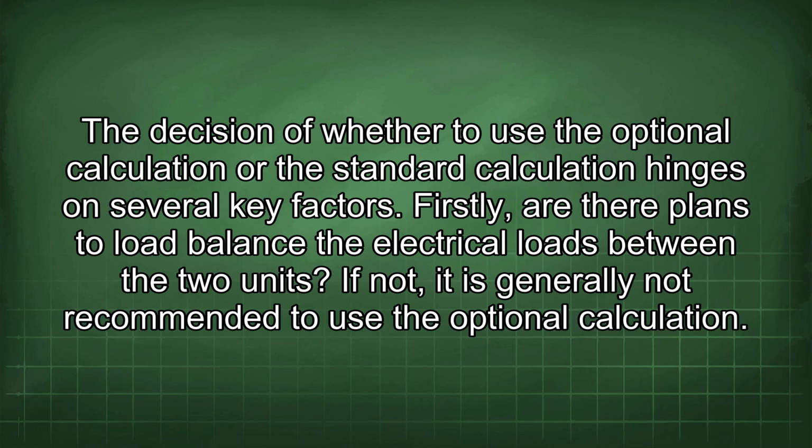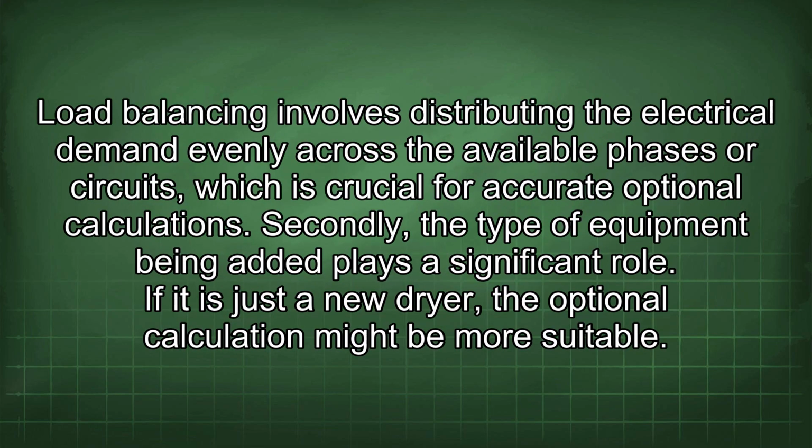Firstly, are there plans to load balance the electrical loads between the two units? If not, it is generally not recommended to use the optional calculation. Load balancing involves distributing the electrical demand evenly across the available phases or circuits, which is crucial for accurate optional calculations. Secondly, the type of equipment being added plays a significant role.